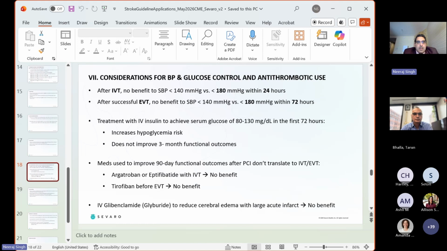Lastly, there's been a study of IV glibenclamide, an alternative version of glyburide, to see if there's a role to reduce cerebral edema after large acute infarct, but it was not found to be beneficial. So a lot of important negatives, just to make sure we're allowing permissive hypertension, even permissive hyperglycemia, and not adding extra agents that don't seem to help in terms of blood thinners or reducing edema.